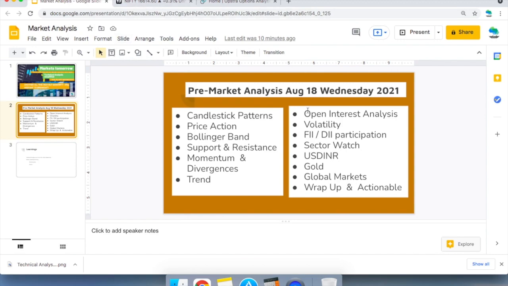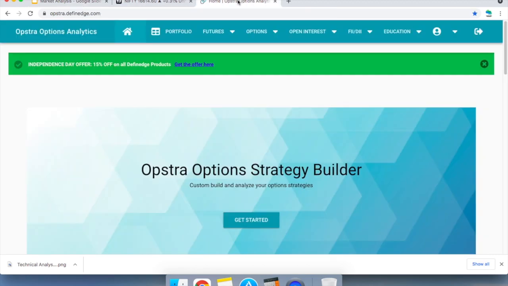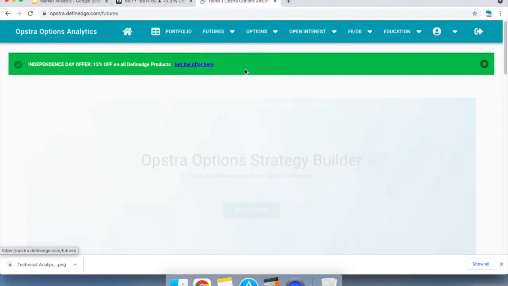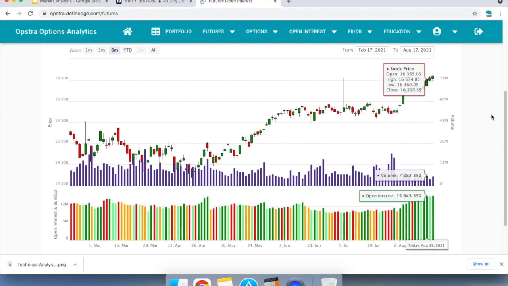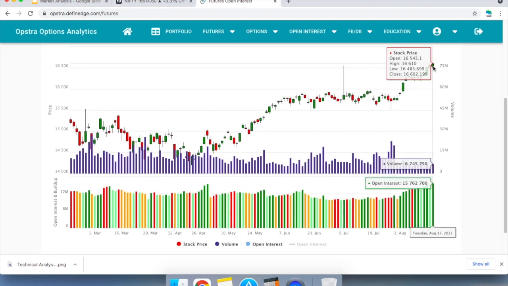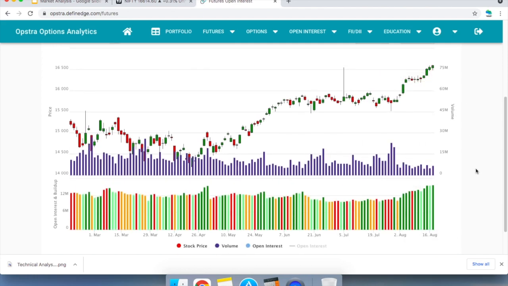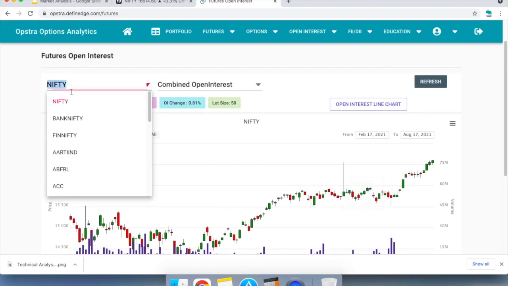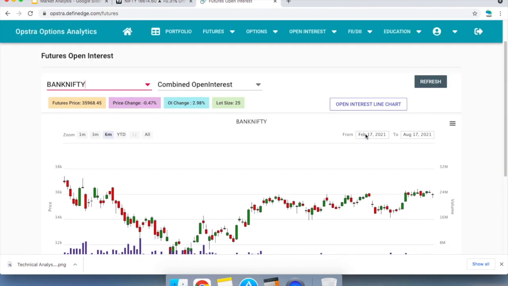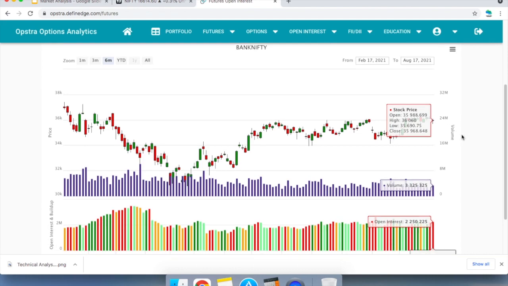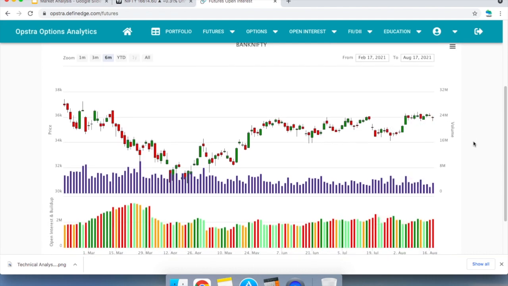Now let us go to the right side of the study. I'm not sure whether the futures open interest data has come or not. Yes, so it's clearly a long build up on the Nifty in the futures open interest, and here you can see that it's a short build up on the Bank Nifty. So it's completely contra, right?